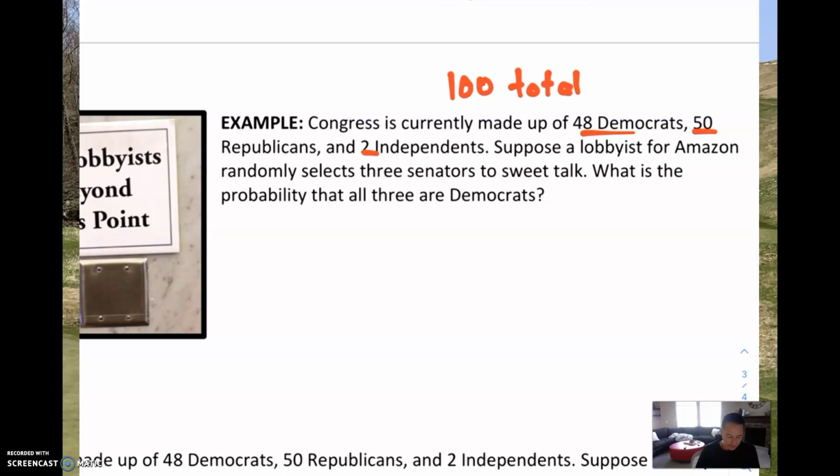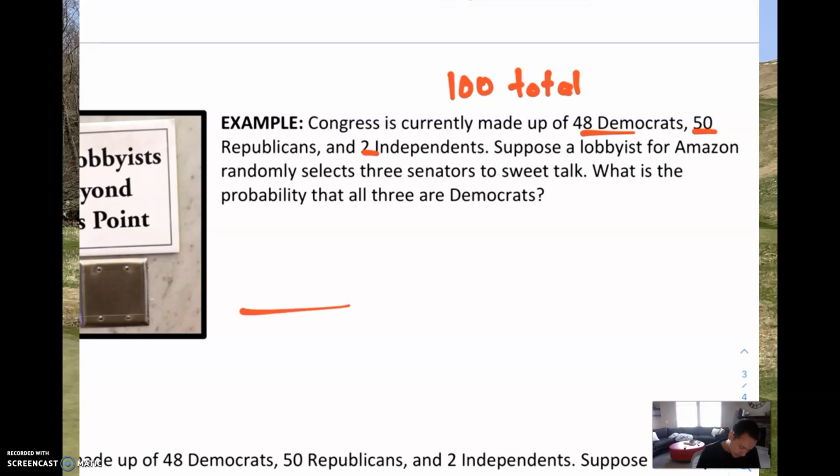Suppose a lobbyist for Amazon. This is how business gets done in this country. You just talk to the politicians and then cut a deal with them, and then the laws that you want get passed. So suppose some lobbyist for Amazon. Amazon's a pretty powerful company. They go to Congress and they say, hey, you scratch my back, I'll scratch yours. They're going to select 3 senators to sweet talk. So they're just going to pick 3 of them at random. What's the probability that all 3 are Democrats?